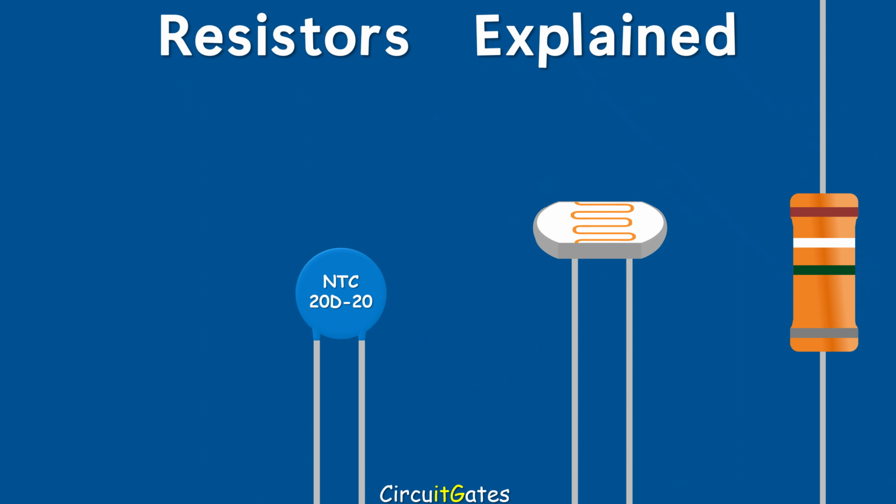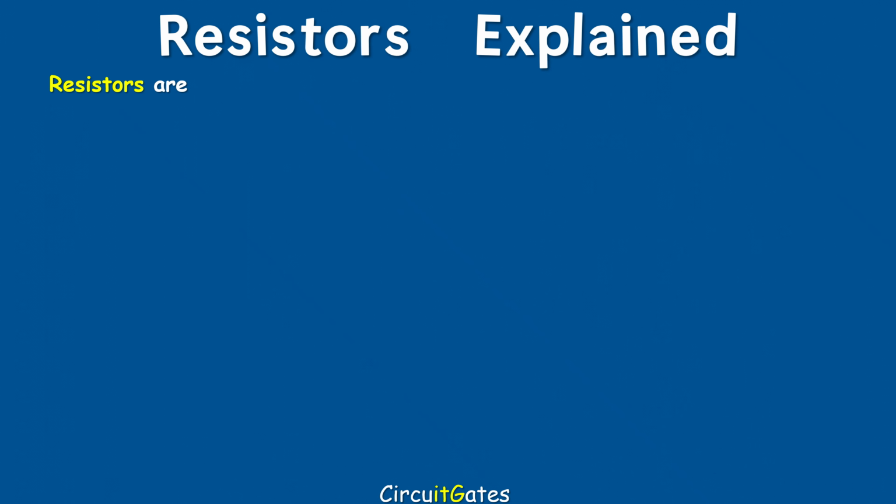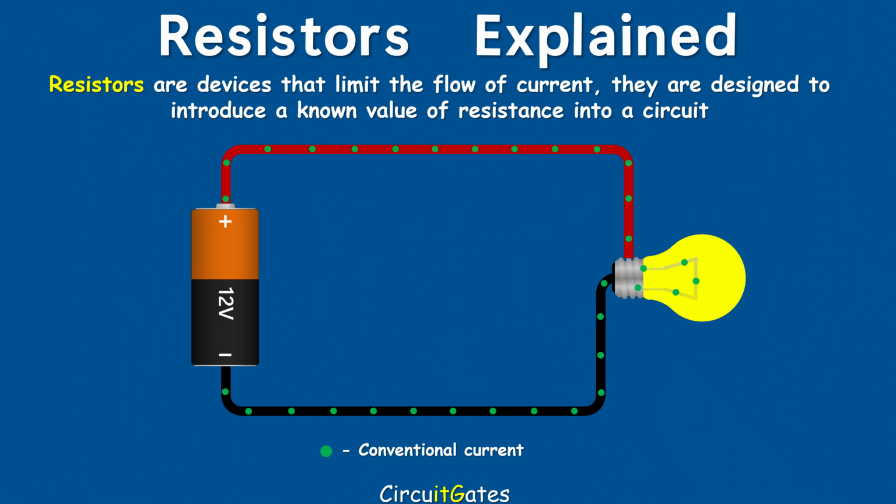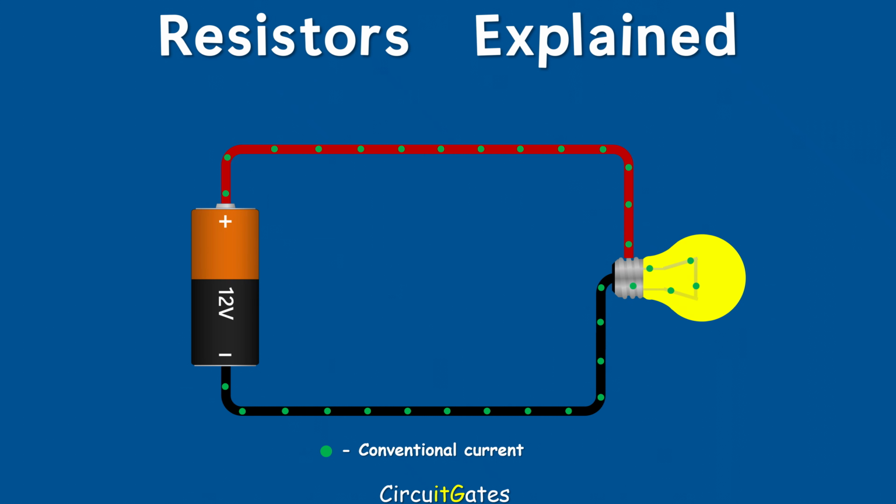Hi guys, in this video I want to look at how resistors work. Resistors are devices that limit the flow of current. They are designed to introduce a known value of resistance into a circuit. Every electrical appliance has a current rating. If too much current passes through it, it burns out.